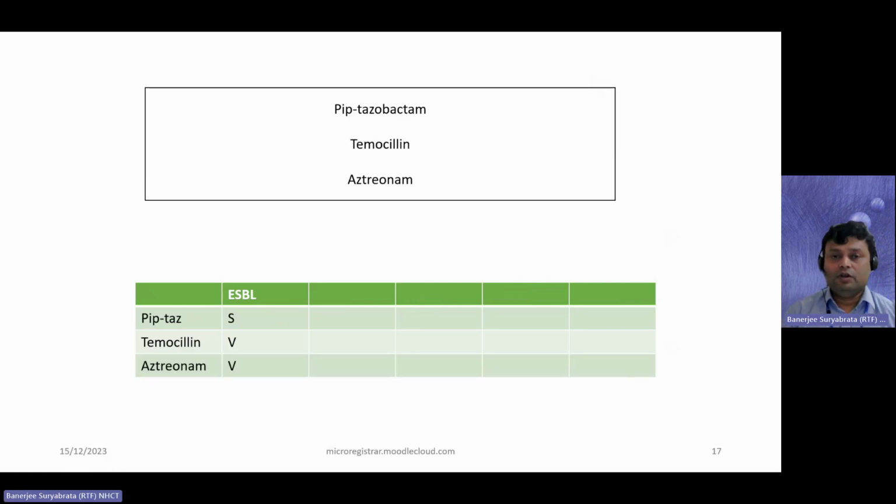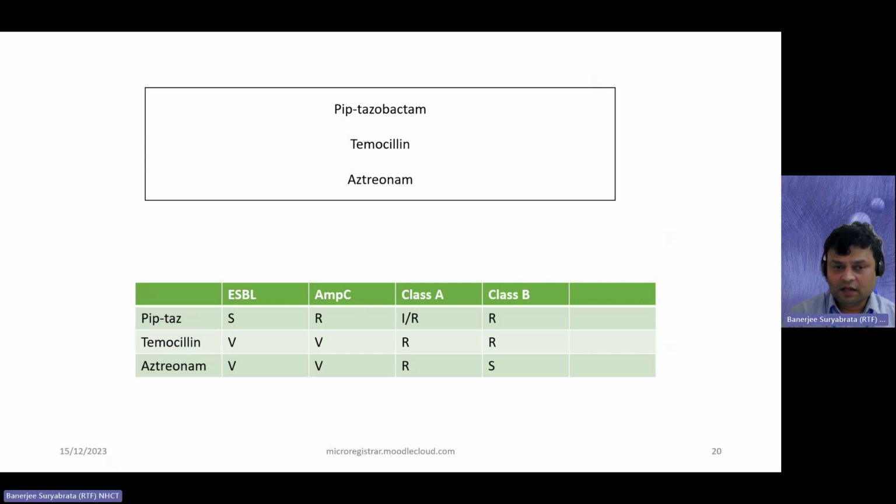Then we'll go to three more antibiotics. These are piptaz, temocillin, and aztreonam. So piptaz, again, ESBL will be sensitive. Temocillin and aztreonam, you really cannot get much information from there because they are variable. They might be sensitive, they might be resistant. It will not help you. For AmpC, piptaz will be resistant, and the other two antibiotics will be variable again. Class A, similar to co-amoxiclav, piptaz may be sensitive for class A, but the other two antibiotics will be resistant.